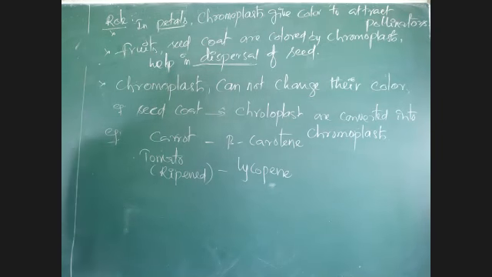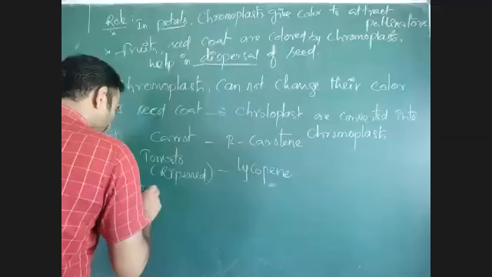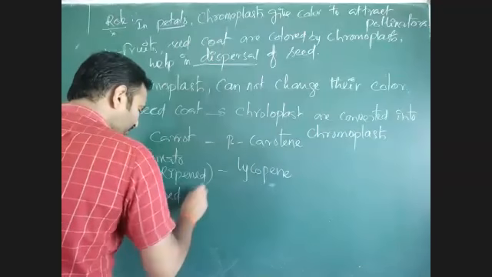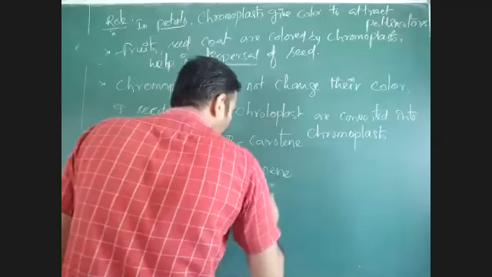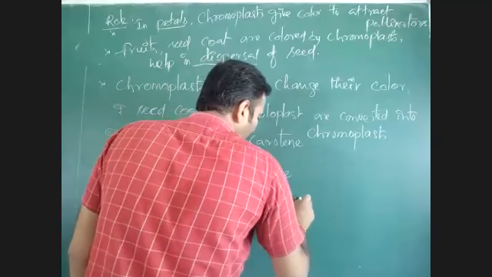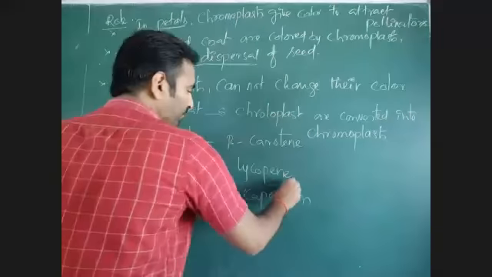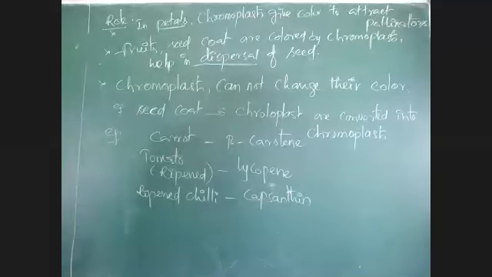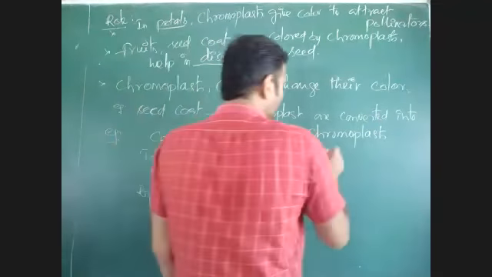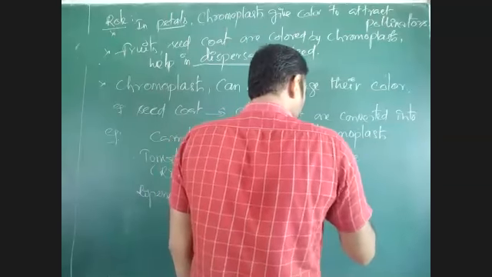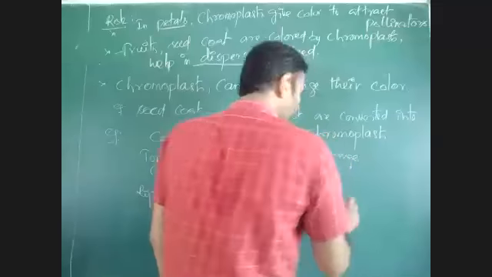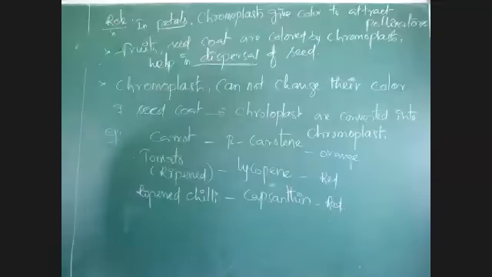Okay. Ripened chili has a pigment called capsaicin. Beta carotene, which is in carrot, is orange in color, lycopene is red in color, and capsaicin is also red in color.